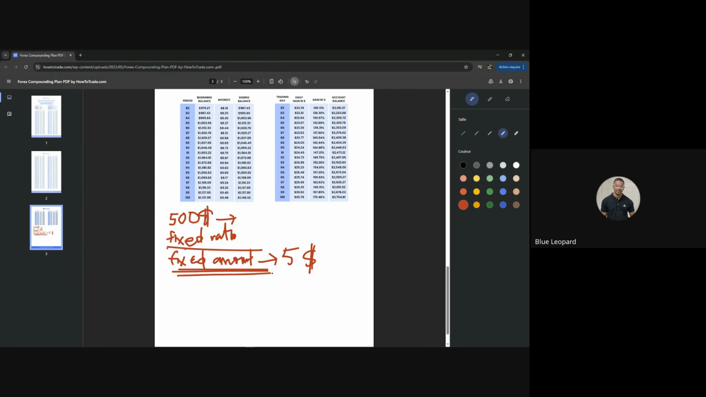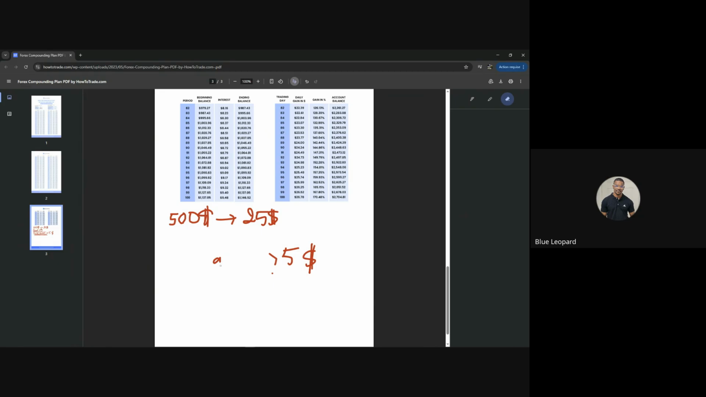But when you put a fixed ratio, you will have to choose a percentage. Let's say 10%. 10% of 500 is $50. If I say 5%, it should be 25. This is actually what I do. I take my $25, but I don't see 25 as a fixed amount. I see it as a percentage.